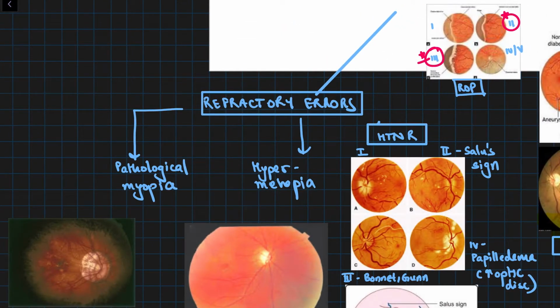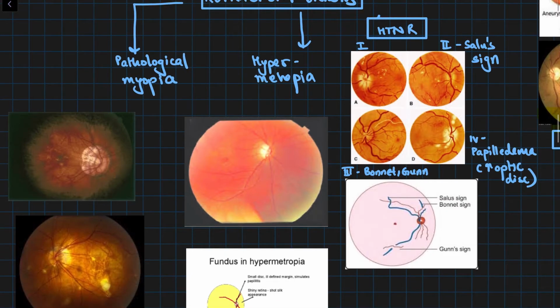So first is hypermetropia. In hypermetropia, we can see that the disc is very small, right? The vessels are attenuated, and the optic disc appears quite bright, right? So this is known as shot silk appearance.